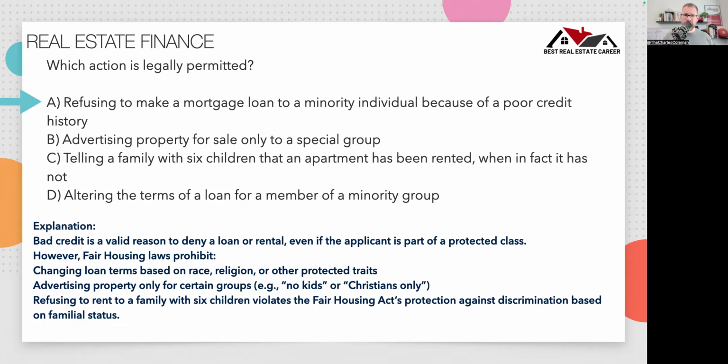Advertising property only for certain groups, like no kids or Christians only. Refusing to rent to a family with 6 children violates the Fair Housing Act's protection against discrimination based on familial status.